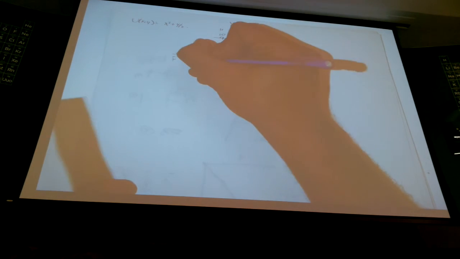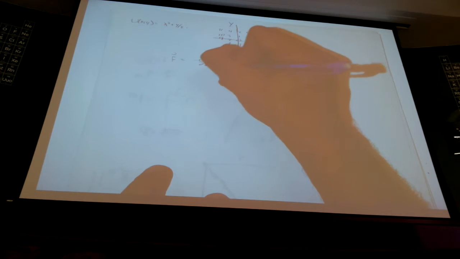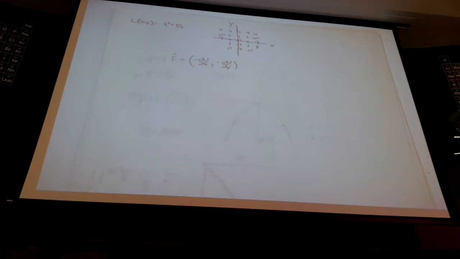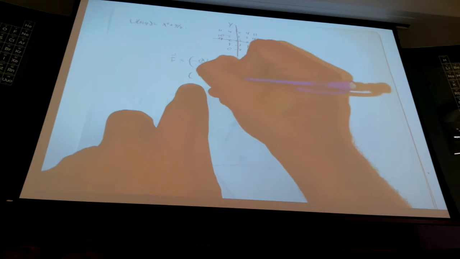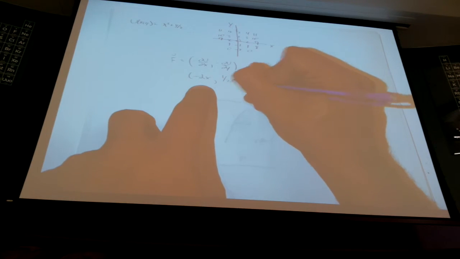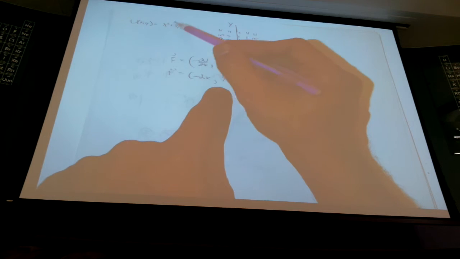This is a good practice in derivatives. Now in partial derivatives, the force is going to be a vector because you have two different variables here. So the force is going to be negative dU/dx and negative dU/dy. This means you take the derivative with respect to x, holding y constant. So this is going to give you negative 2x, and that guy's going to give you positive 1/2. The derivative with respect to y is just 1/2, but that goes to 0.